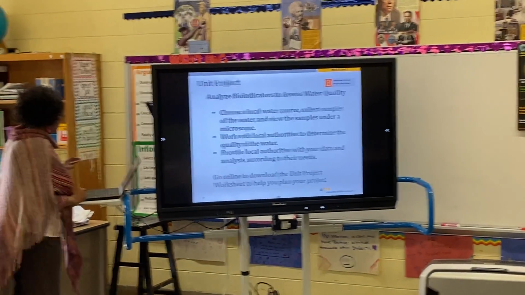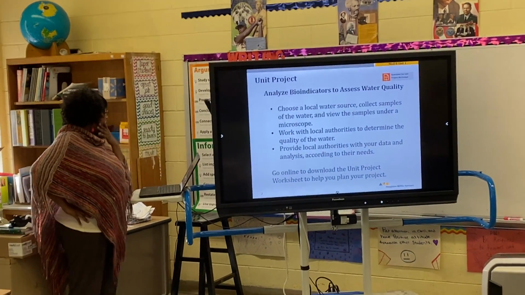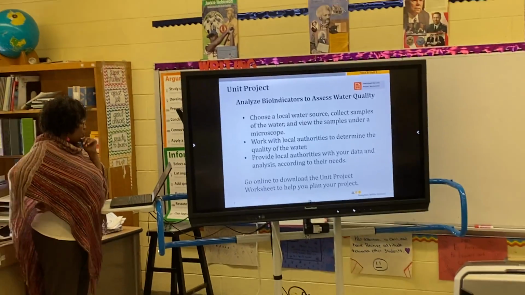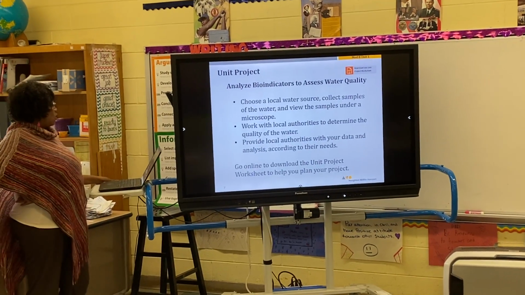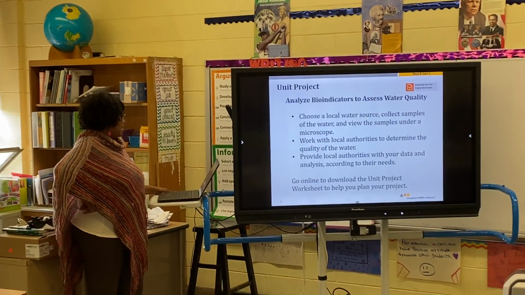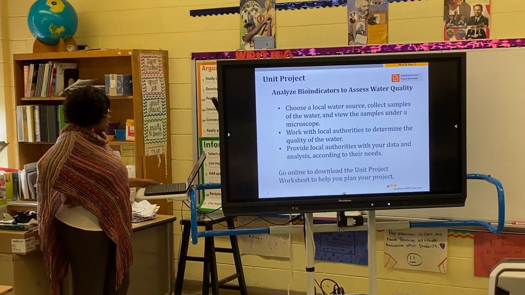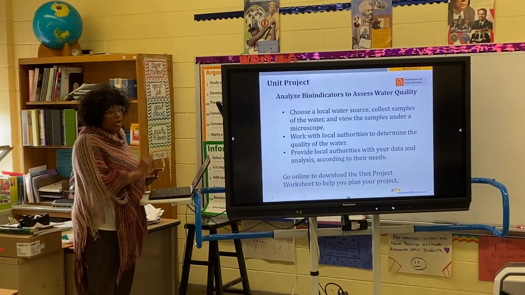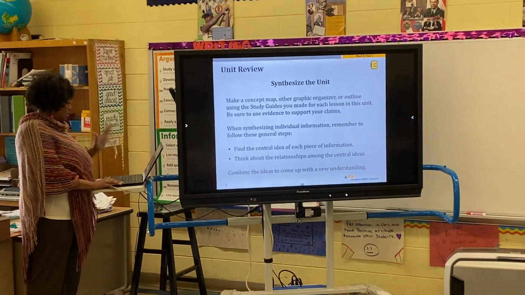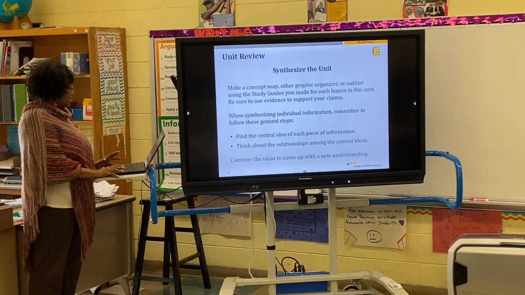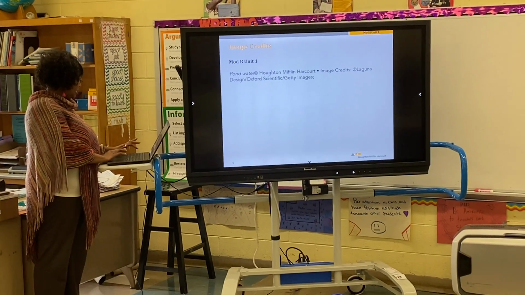The next point is work with local authorities to determine the quality of the water. Provide local authorities with your data analysis according to their needs. So this is the unit project that we are going to do.